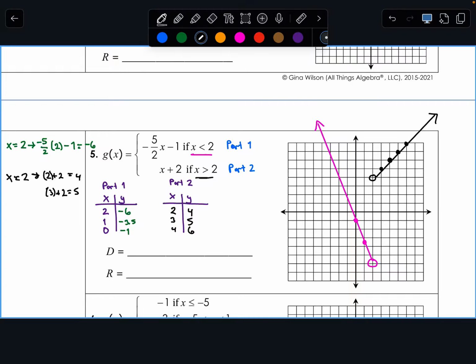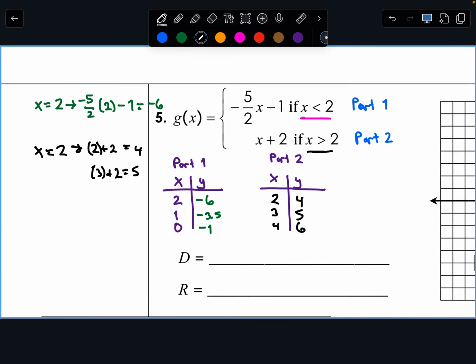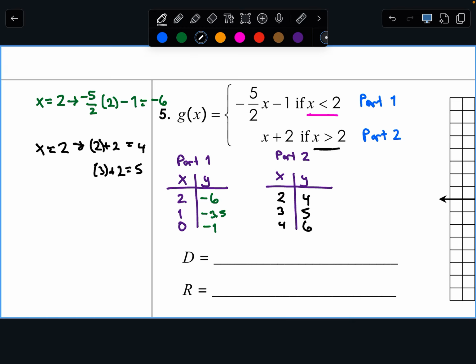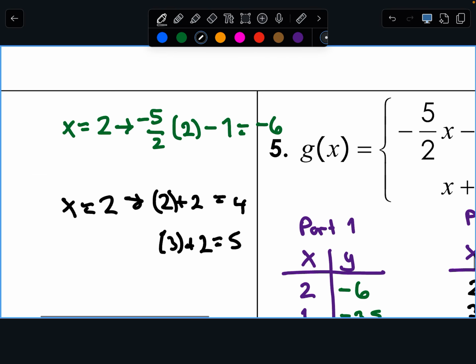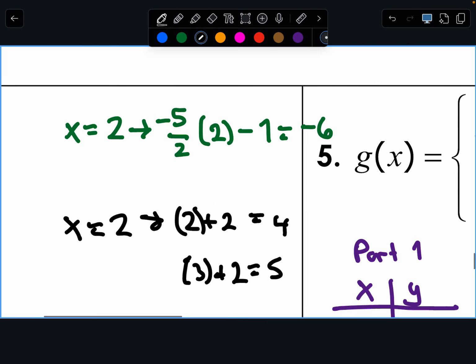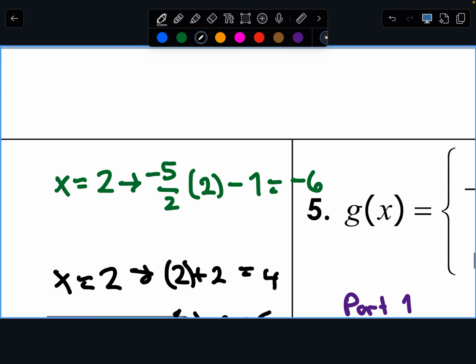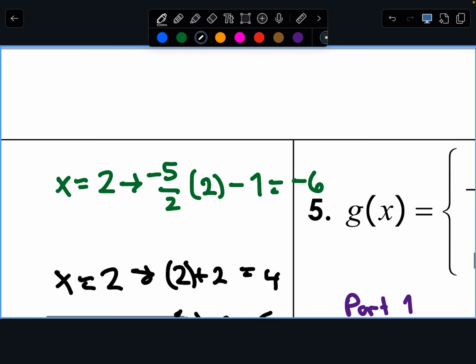The only thing I didn't understand is how you graph part 1. How do I graph part 1? Basically, because it was x is less than 2, I have to start with that endpoint. So I start with 2. I'm plugging in 2 into that equation. So it would be negative 5 over 2 multiplied by 2. So right here, see how I have it? Negative 5 over 2 times 2, then minus 1.